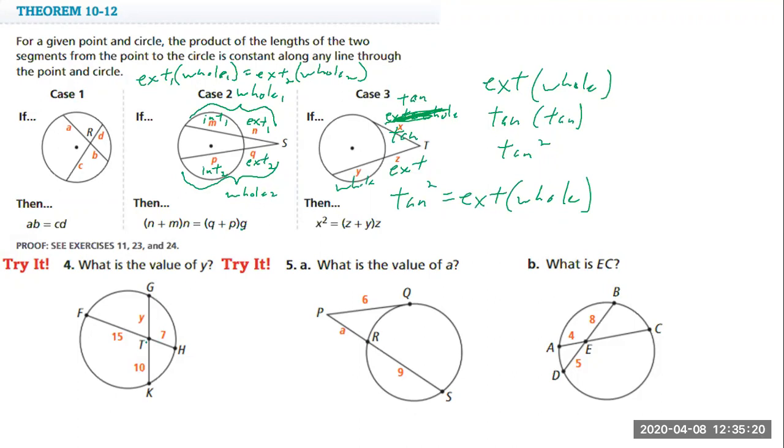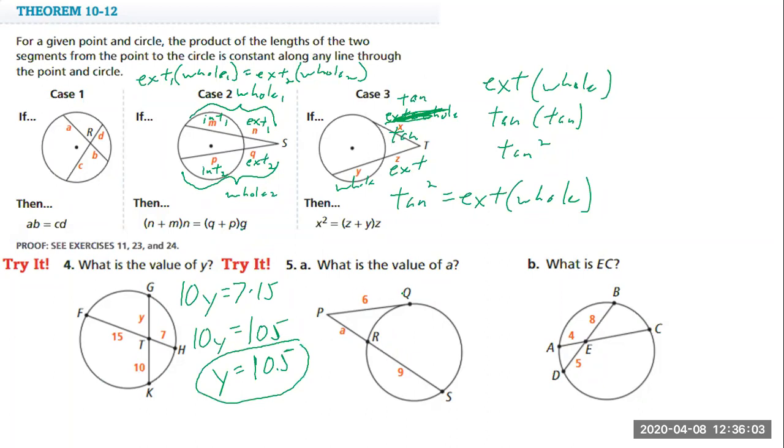Now, we can use these on these problems down here. So the first one is inside the circle. So it's simply, we have the two parts that are on the same line, 10 times y equal to 7 times 15, because those are the two parts on the other one. So 7 times 15 is going to give us 105. And then if we divide by 10, that's just going to move the decimal place. So it's going to be 10.5 for the length of part y.